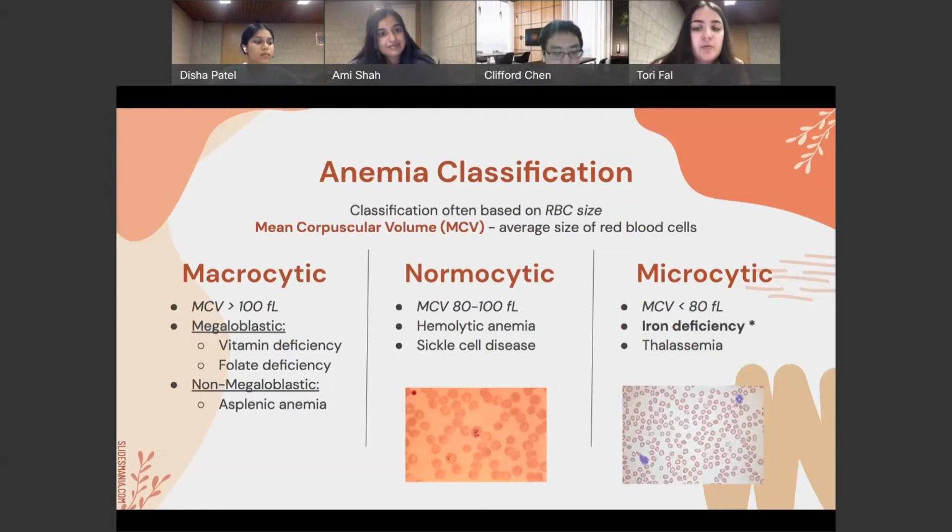Normocytic anemia includes red blood cells of normal size, from 80 to 100 femtoliters. Examples include hemolytic anemia and sickle cell anemia. Lastly, microcytic means small red blood cells, or less than 80 femtoliters. Common causes include iron deficiency and thalassemia. For the rest of this presentation, we'll focus on iron deficiency anemia.